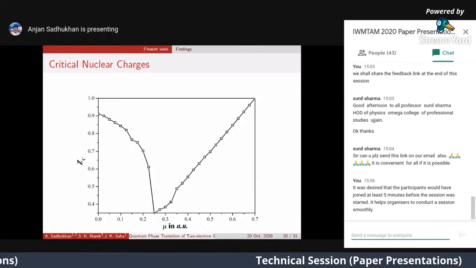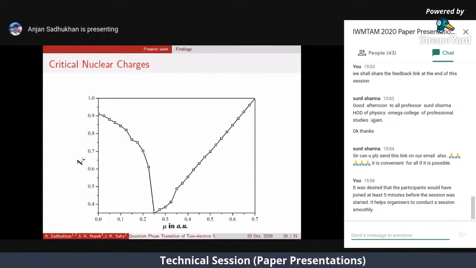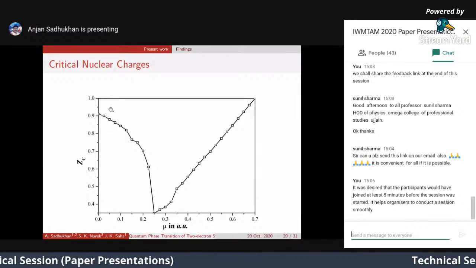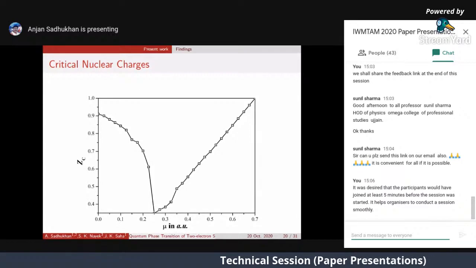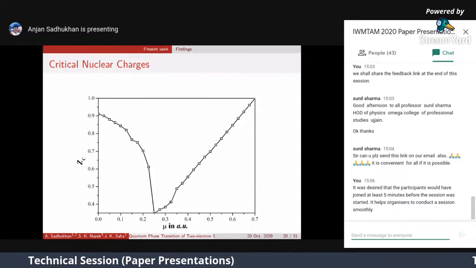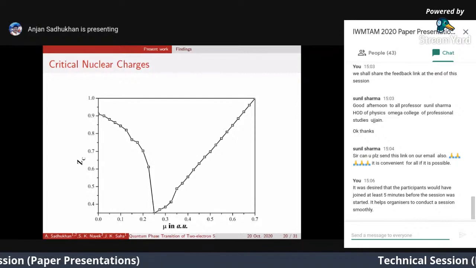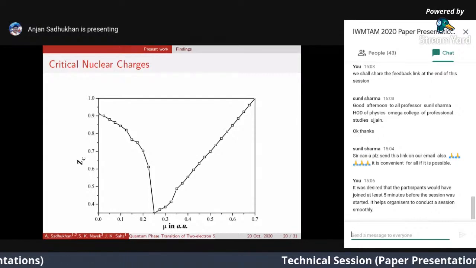It shows that at mu equals 0, if you look at the diagram, the ZC value is 0.9 or slightly greater than 0.9, which indicates that the minimum charge required in the nucleus to hold 2 electrons is less than 1.